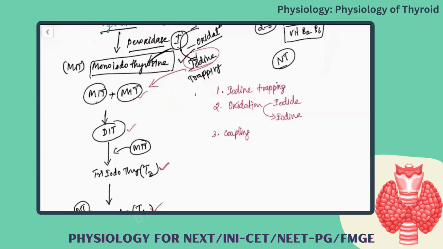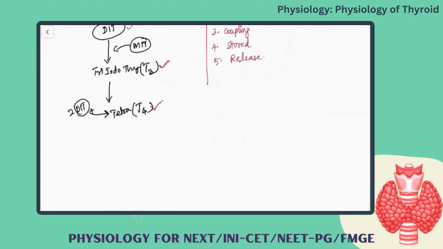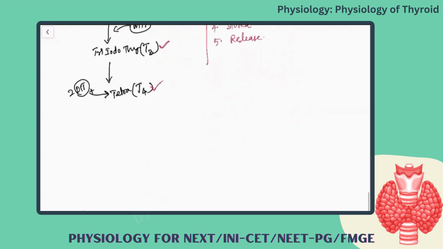Finally, what happens? All the molecules of T3, T4 which are formed are stored in the follicular cells and are released only in the presence of a stimulus. So these are the steps in thyroxine synthesis. Okay, clear?